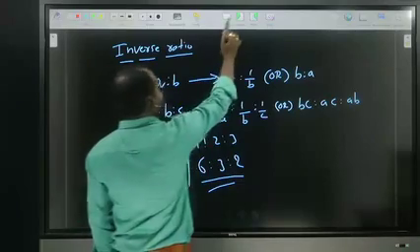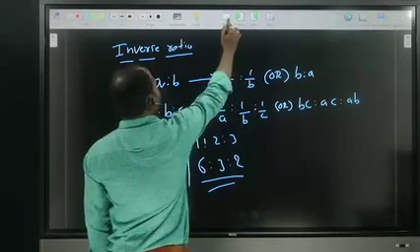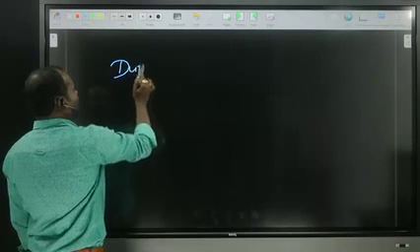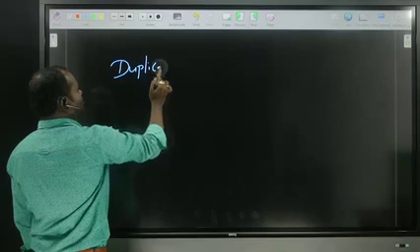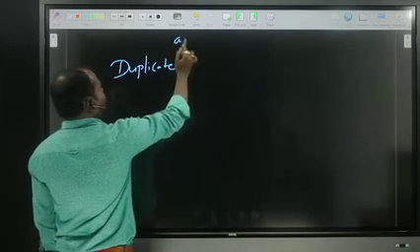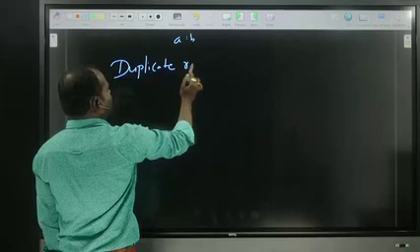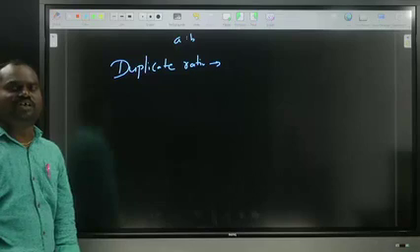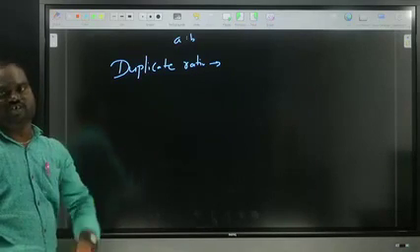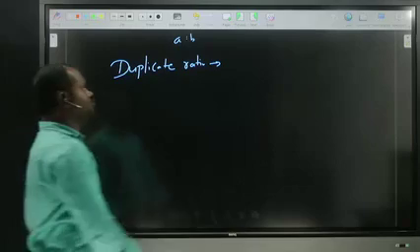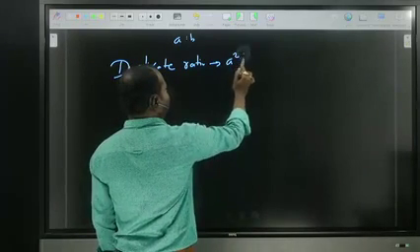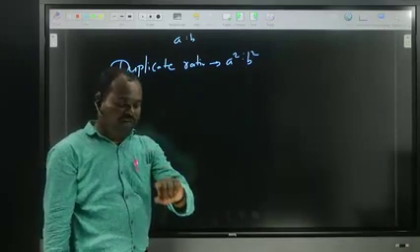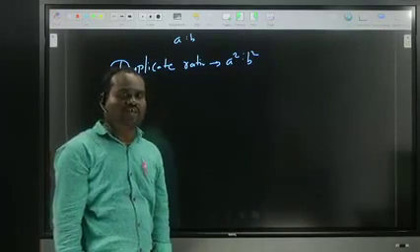Next. For example, one ratio A is to B is there. For this, duplicate ratio. For the duplicate, one ratio A is to B is there. Duplicate means squares ratio. Duplicate ratio means A square is to B square.